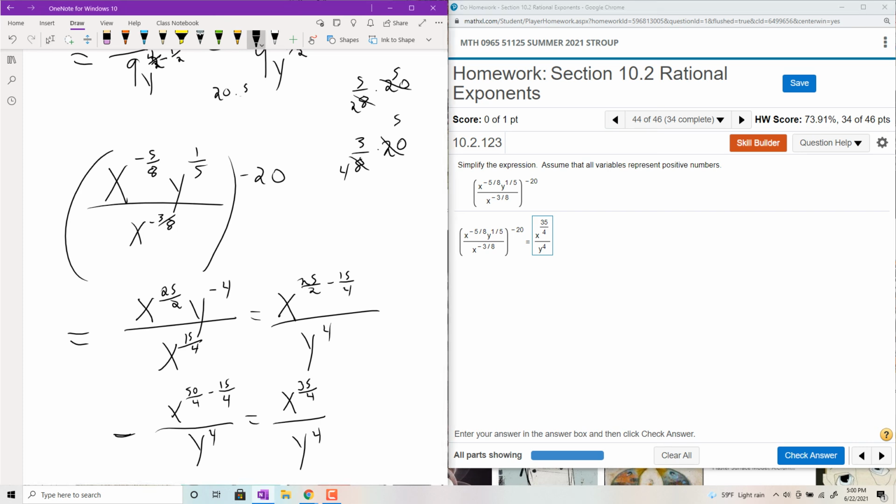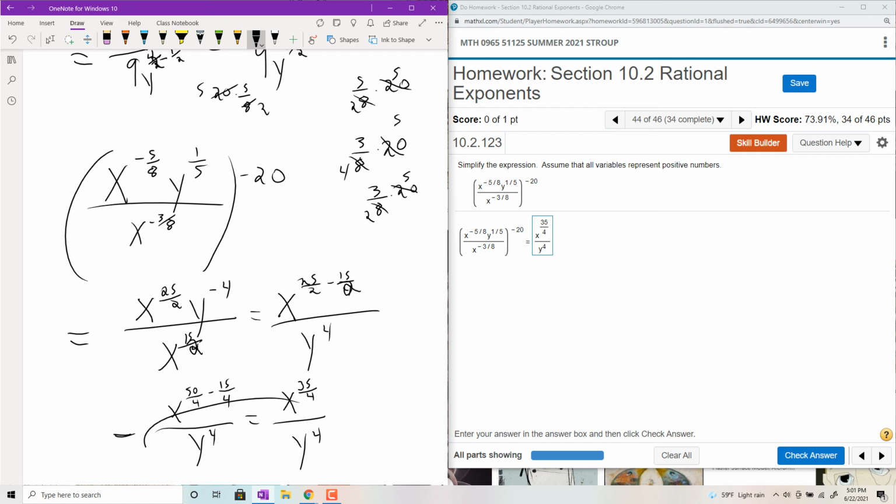20 times 5/8. So 4 goes in the 8 2 times, 4 goes in the 20 5 times, so 25 halves. Negative times negative is positive. Negative 20 over 5 is the same as negative 4. And then 3/8 times 20. So 4 divides 8 2 times, and then that'd be 15 halves, not fourths. There's a mistake.